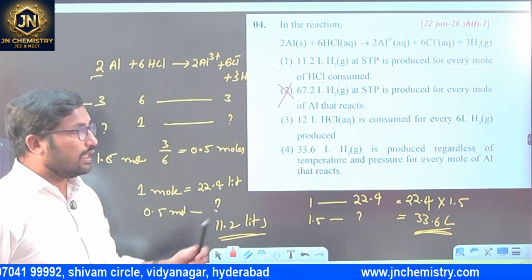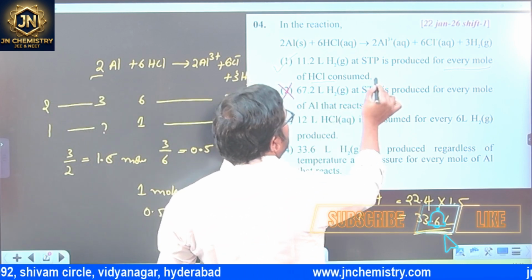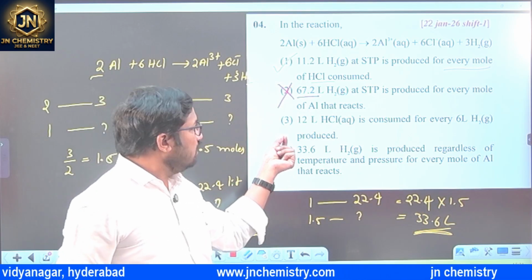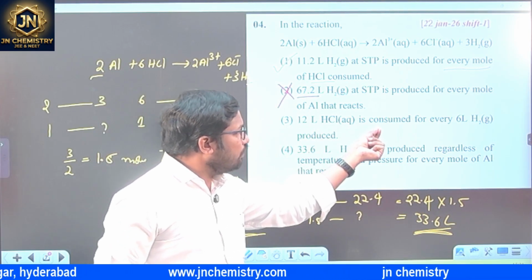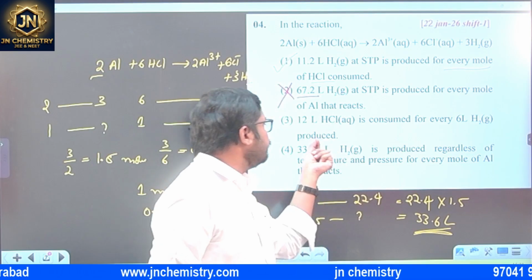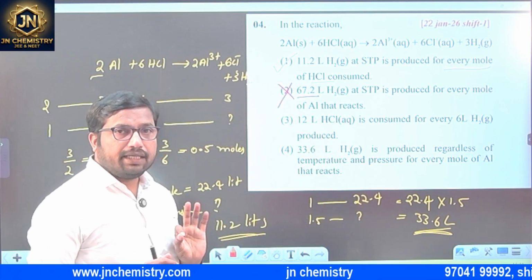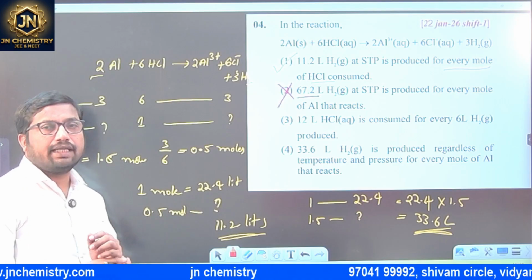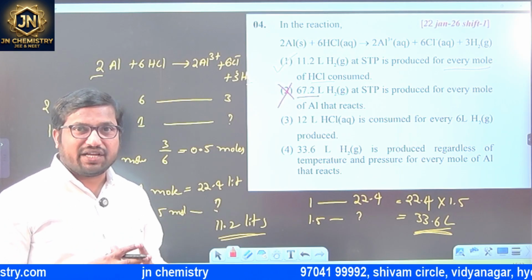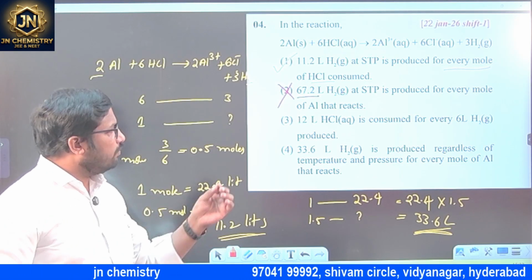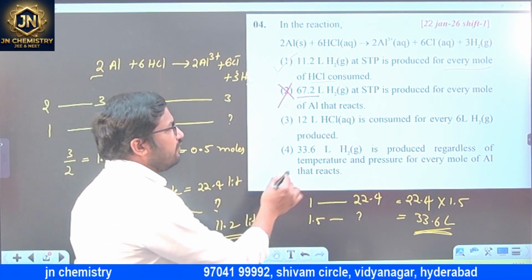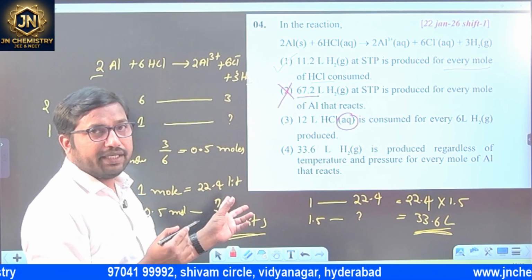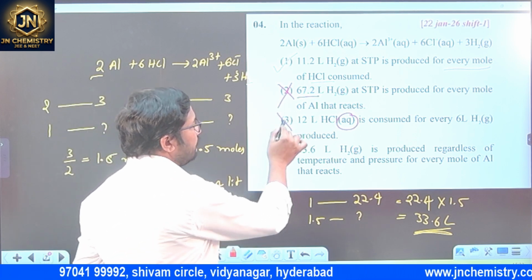So how much do we need to get? 33.6 actually, right? This is the wrong answer. And the third one: 12 liters of HCl is consumed for every 6 liters of hydrogen produced. Generally in the mole concept, 1 mole volume is applicable for gases but not for liquids and solids. By default the statement says aqueous. So if you are clearly watching, automatically this is also a wrong one.